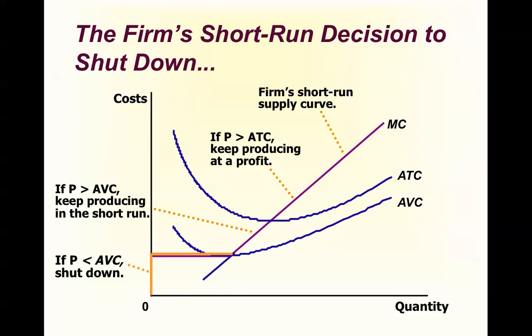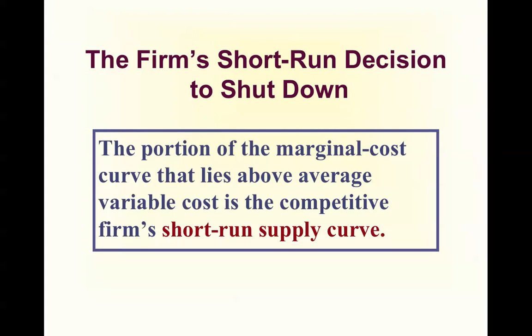And so this is the firm's short-run supply curve that emanates from the bottom of the AVC curve all the way up on the marginal cost curve. As we'll find out, the short-run supply curve is longer than the long-run supply curve. The portion of the marginal cost curve that lies above average variable cost is the competitive firm's short-run supply curve.